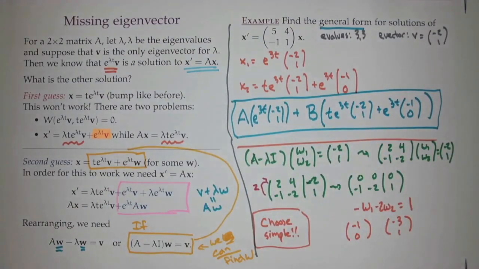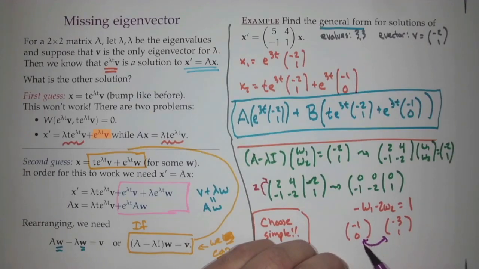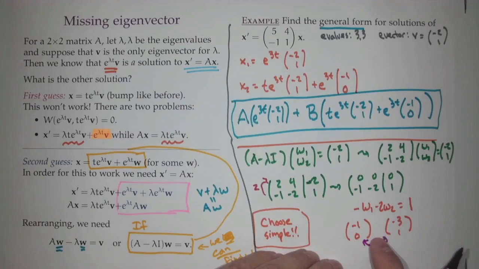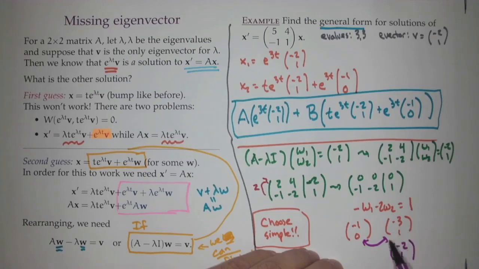All right. Very quickly here, short discussion. Why doesn't it matter? Well, let's just ask the question, how do these two differ? So let's do a subtraction, if you will. So let's suppose we take this vector, minus 3, 1, subtract that vector. Minus 3 minus minus 1, what do you get? Negative 2. 1 subtract 0, what do you get? 1. Where have you seen this before? It's our eigenvector.